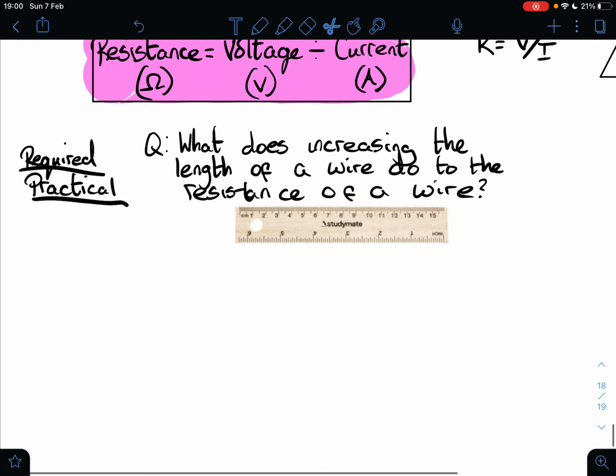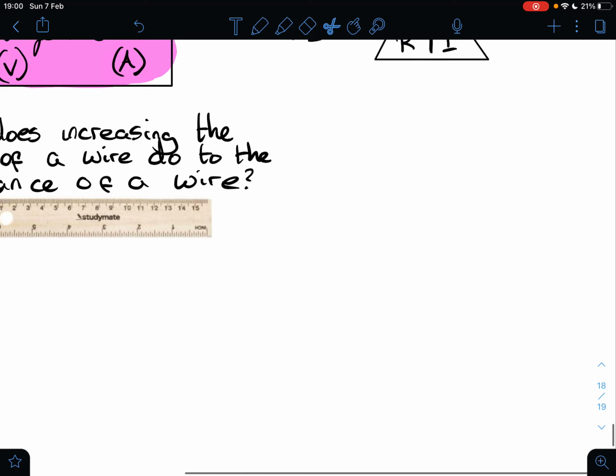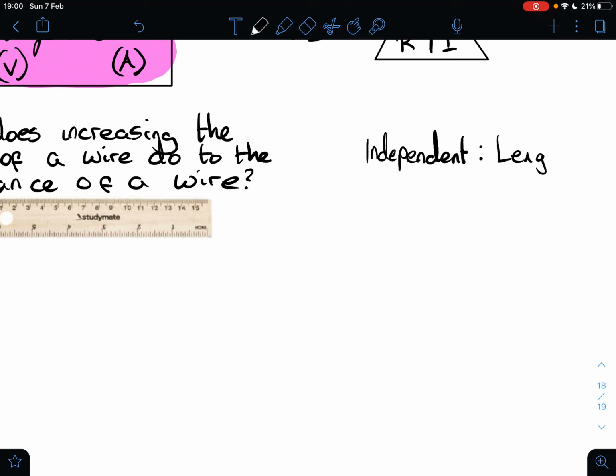So, here's how we're going to do it. Let's put down what our variables are. So, our independent, all the E's, our independent variable is going to be the length. Okay, length of wire. Independent, I'm going to change it. Our dependent, all the E's again, dependent, is going to be the resistance.